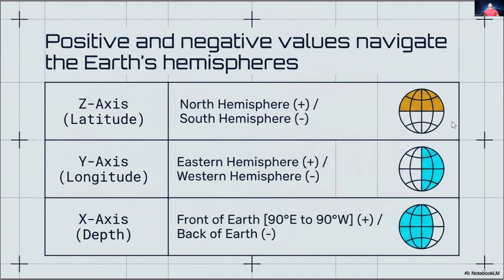Positive and negative values navigate the Earth's hemisphere. Z-axis: latitude, Northern Hemisphere, Southern Hemisphere. Y-axis: longitude, Eastern Hemisphere, Western Hemisphere. X-axis: that's the front of Earth, 0 to 90, and the back of Earth, 0 to minus 90. That is a minus.